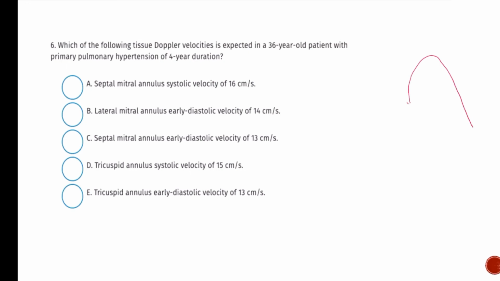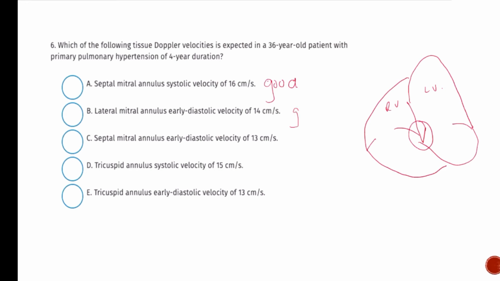This is a hard question, but think back to our diastology lectures a little bit, right? That's going to help you. So our septal mitral annulus velocity, your septum is where? Here? So if this moved up about 16, is that good or bad? Good. Okay. All right. A lateral mitral annulus early diastolic velocity of 14. Good. Septal mitral annulus early diastolic velocity of 13. Okay. Tricuspid systolic velocity 15. That's pretty good, right? And tricuspid annulus early diastolic velocity of 13. It's okay. So they're all pretty good, right?